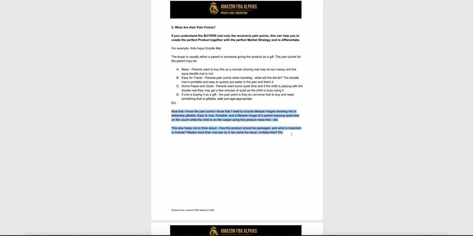So now that I know the pain points, I know what I need to include in my lifestyle images. I need to show this as extremely giftable, easy to use, portable, with lifestyle images of a parent enjoying some quiet time on the couch while the child is on the carpet using this product mess-free. This also helps me think about how the product should be packaged and what is important to include. Maybe more than one pen, so it can solve issues with multiple kids, etc.